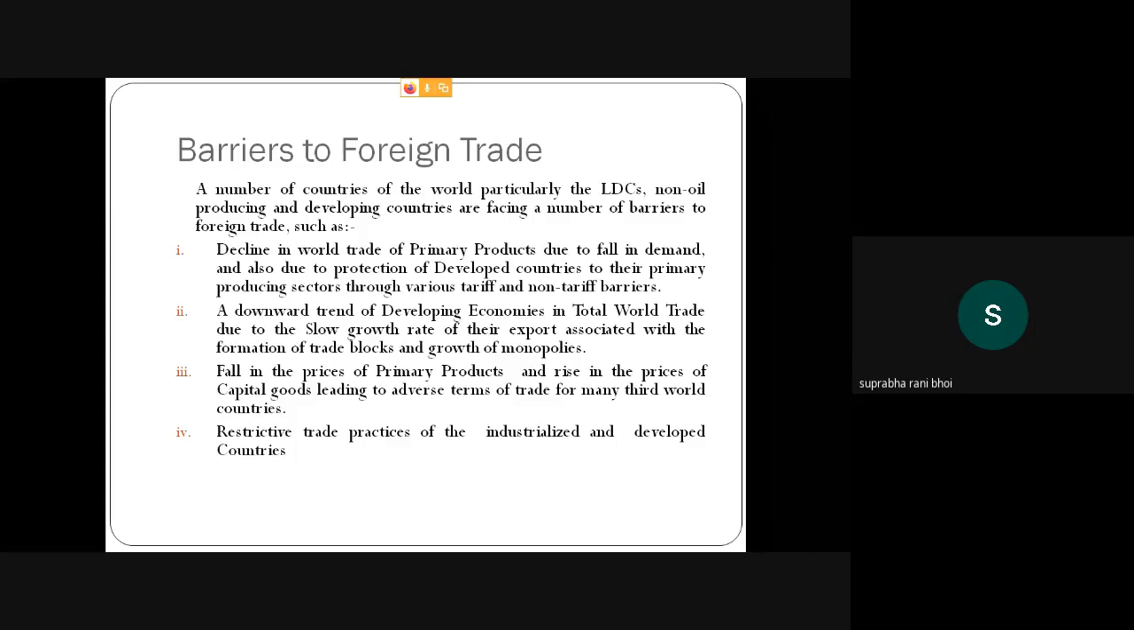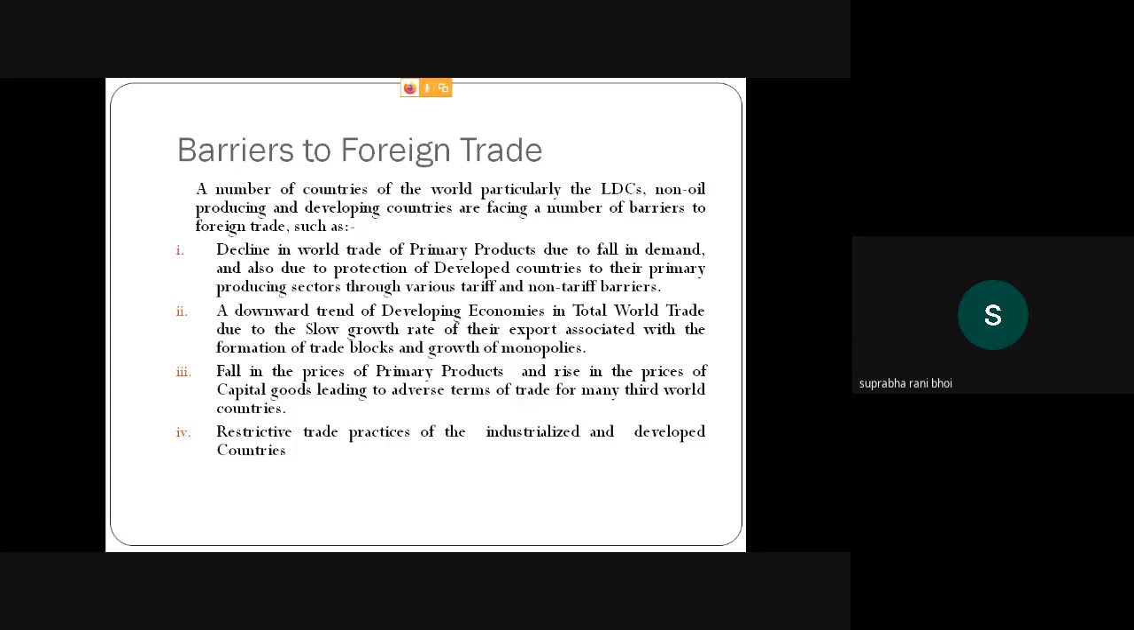I must mention here that from the very beginning of the world, foreign trade has served as an engine of growth. Means if you need growth, then it can be achieved with the help of foreign trade. So foreign trade is an engine of economic growth. Not only from the very beginning, but presently, if you see Hong Kong, Singapore and many small developing economies, they are flourishing due to foreign trade.